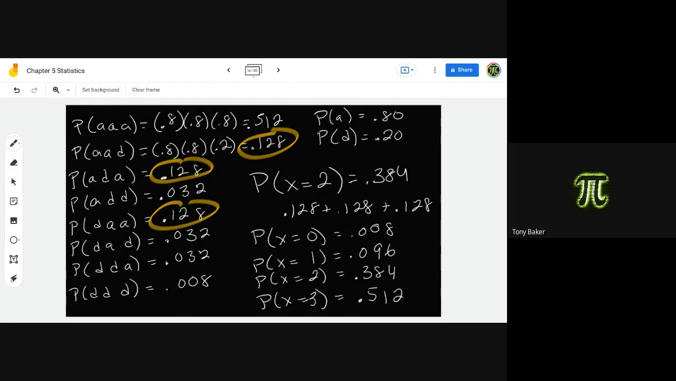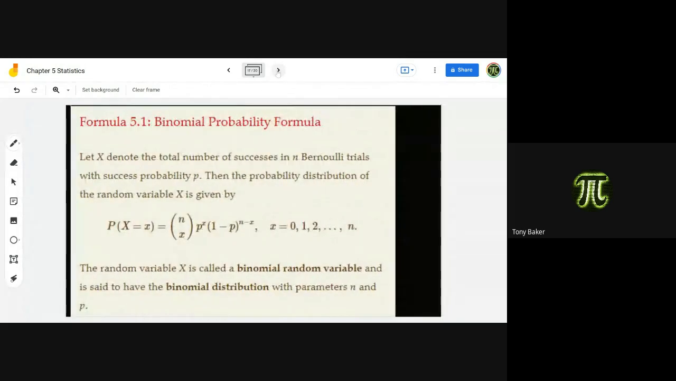All right. Now, what we did here works really well when it's a small number of things. However, if there's a large number of possibilities, this isn't going to work as well. So there's a formula for it. It's called the binomial probability formula.